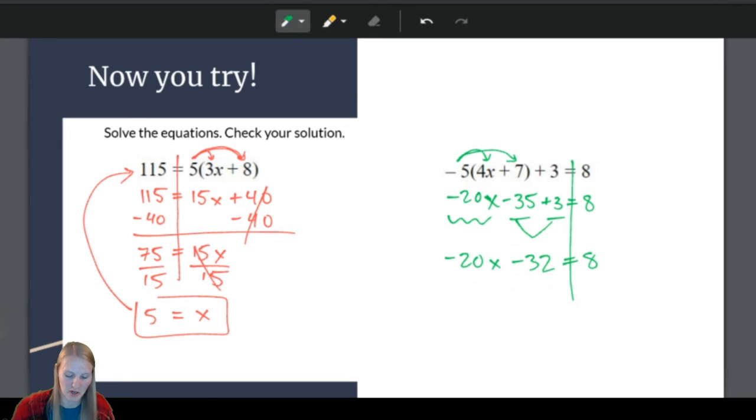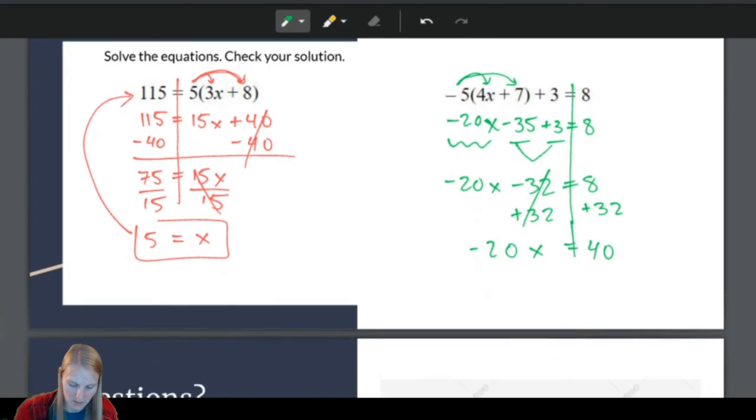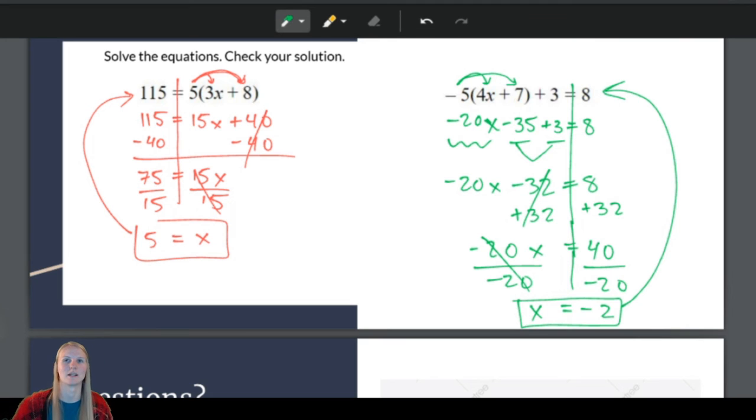And now you know what to do. Gotta get rid of the negative 32, so we're going to add 32 to undo that. And then we'll have negative 20x equals 32 plus 8 is 40. And now gotta divide by negative 20 on both sides, because negative 20 times x, we'll get rid of that. And x equals 40 divided by negative 20 is negative 2. Ta-da! And then, of course, you can check by plugging it back in.